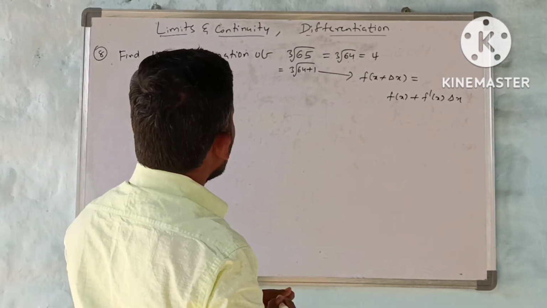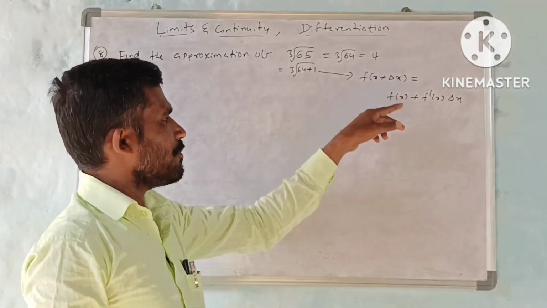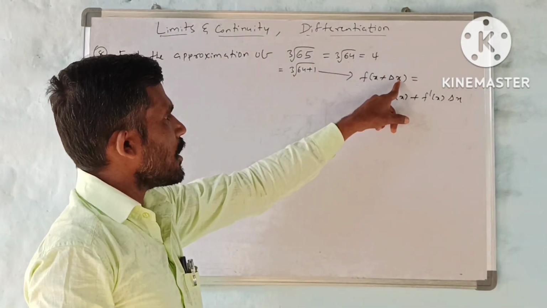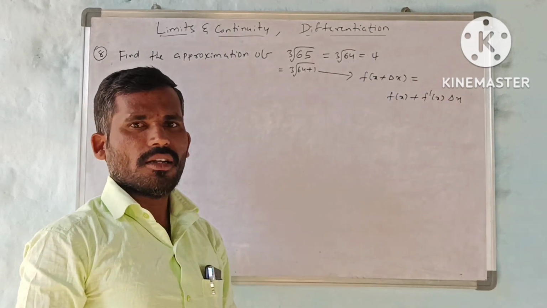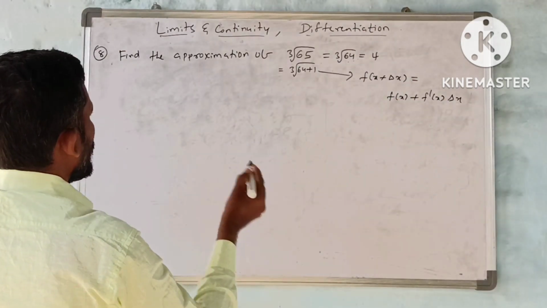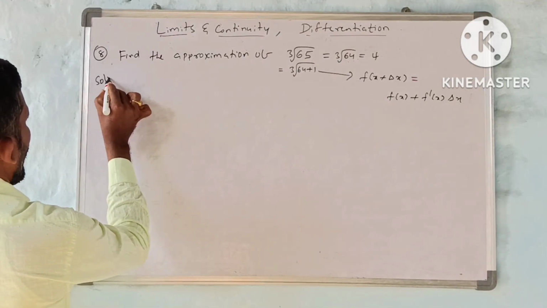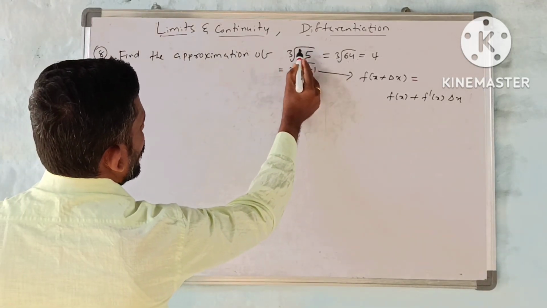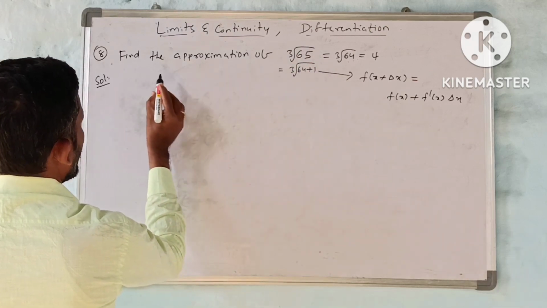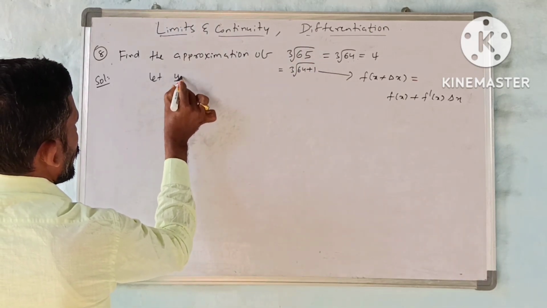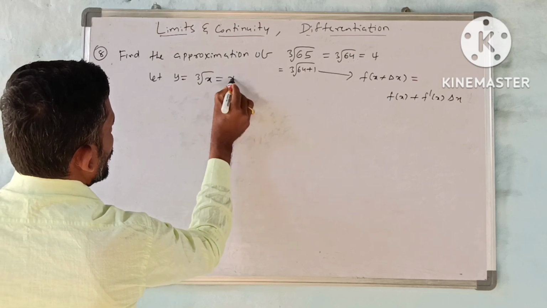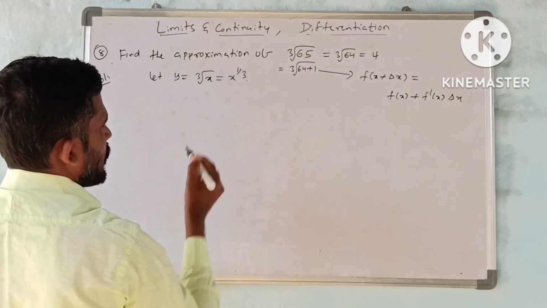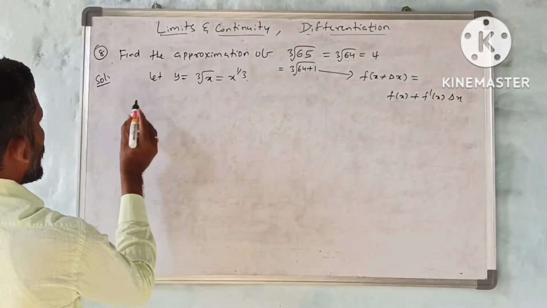So to solve this one, we have to remember the principle: f of x plus delta x equal to f of x plus f dash x delta x. So for that, to solve this cube root of 65, in x form, let y is equal to cube root of x I am taking, and cube root of x is nothing but x power 1 by 3. What is given here?